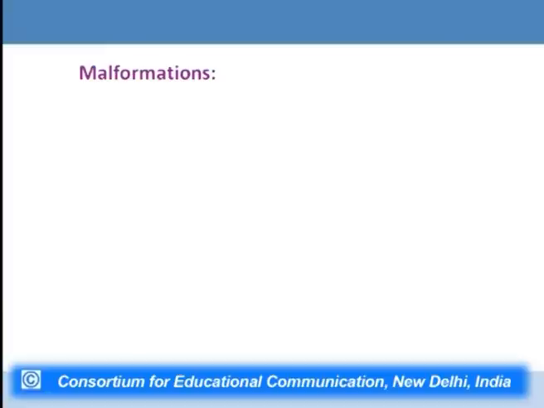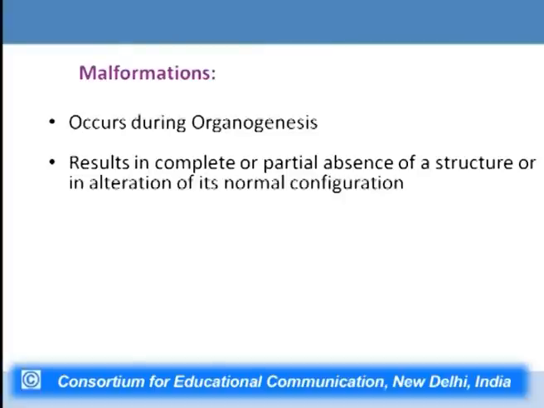Malformations. Malformation basically occurs during organogenesis. Organogenesis is the formation of organs and organ systems during embryonic development, and if there is any aberration in the formation of any organ of a specific organ system, that will be termed malformation. So this type of abnormality occurs during the time when the organ systems are getting formed. And this abnormality results in complete or partial absence of the structure of a given organ, or alteration in the structure of the given organ.